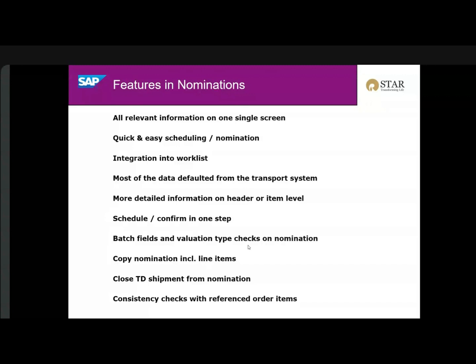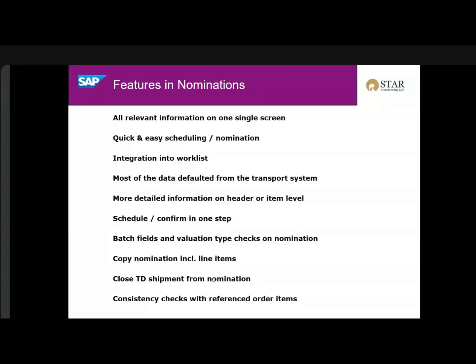Batch fields and valuation type checks on nomination. This batch field is also available. Copy nomination including line items. If you want to create one new nomination that is the same as one already completed nomination, we can just copy from that nomination. All the details will be copied to the new nomination. Just like we did now with this material master, here also we can do nomination. You can create with reference to an existing nomination.